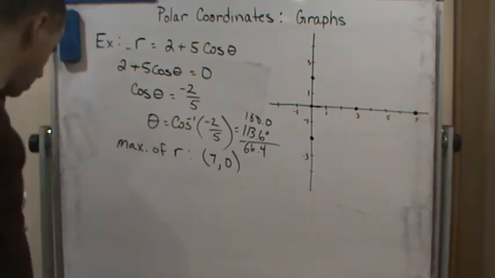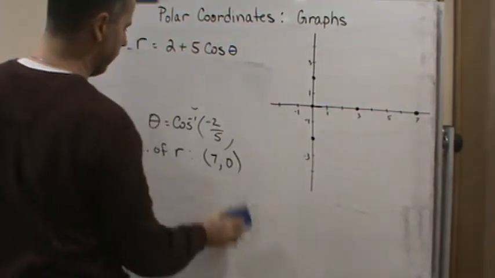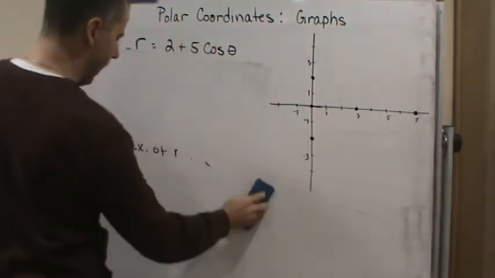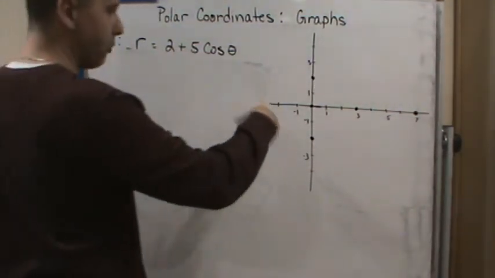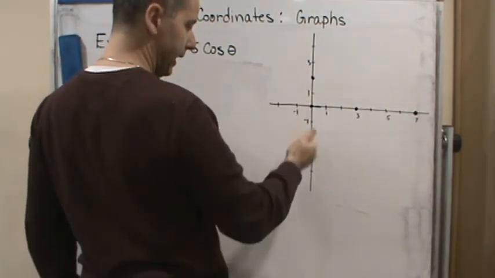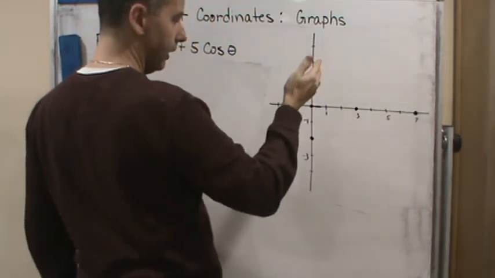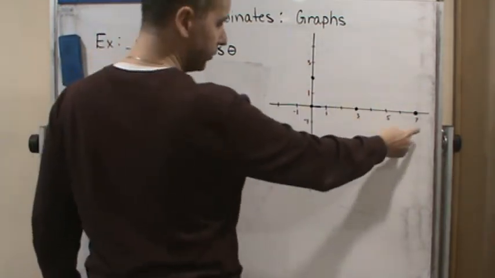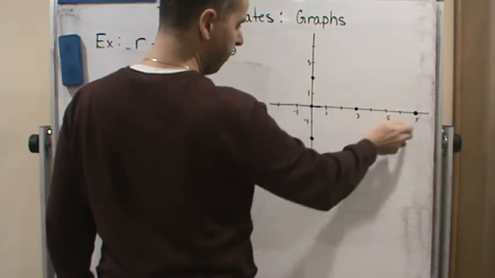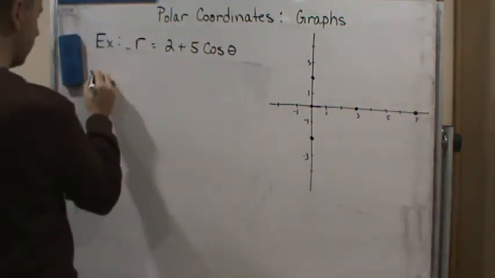So now that we've got these points, right? We found the zeros, we found the max. I found some other points at the different quadrantal angles, right? 0, pi over 2, pi, 3 pi over 2, and again back to 2 pi. Okay, so now let's fill out our table.